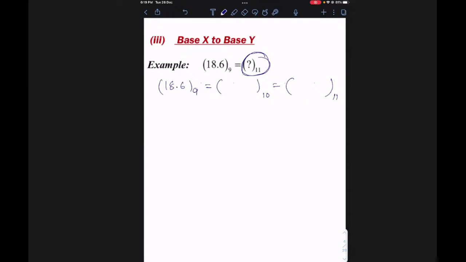So Ajay said, this 18.6 in base 9, what is it in base 10? 1 into 9 power, okay, so minus 1, sorry, plus 1, right?